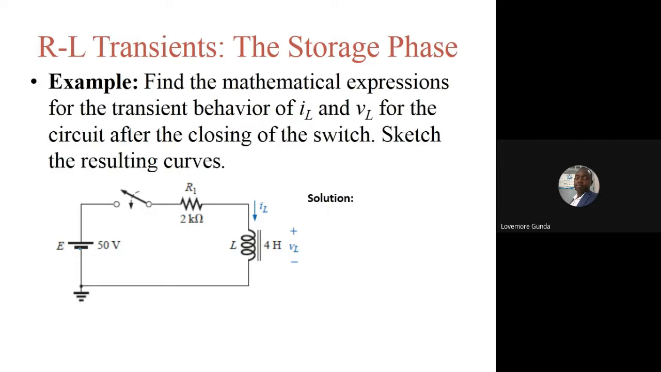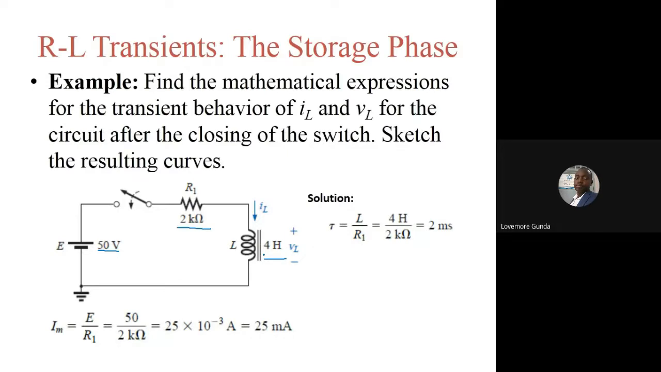Right, so we have our E equal to 50, R1 is 2 kilo ohm, L is 4 henries. We first have to calculate our time constant tau, which is L over R1, which equals 2 milliseconds. That is one of the first very important parameters, our time constant. Then maximum current, again very important, E over R.